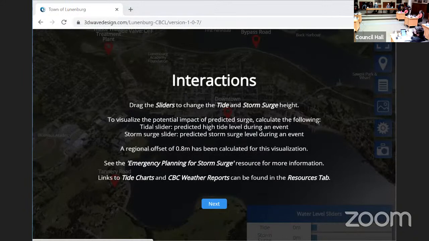Here in this particular slide, it talks about how we calibrate it and put in the chart datum offsets. As you know, from being a seafaring town, the low tide is not low tide. There's regional offsets. We allow you to have sliders to play with tide and storm surge. Plus, we have some of the information in discrete buttons from CBCL. Next.